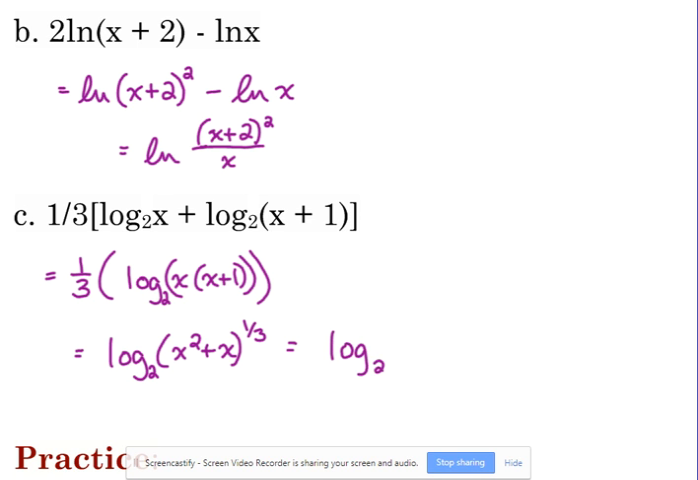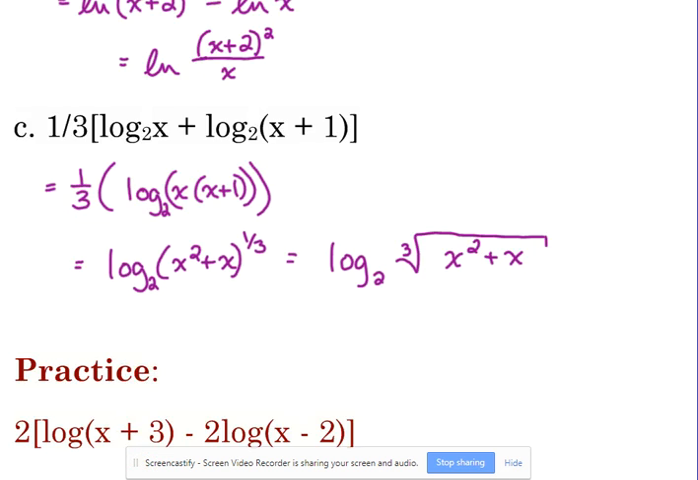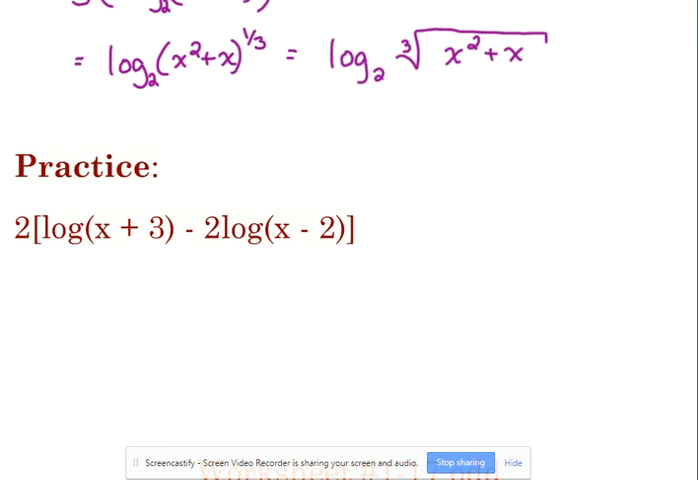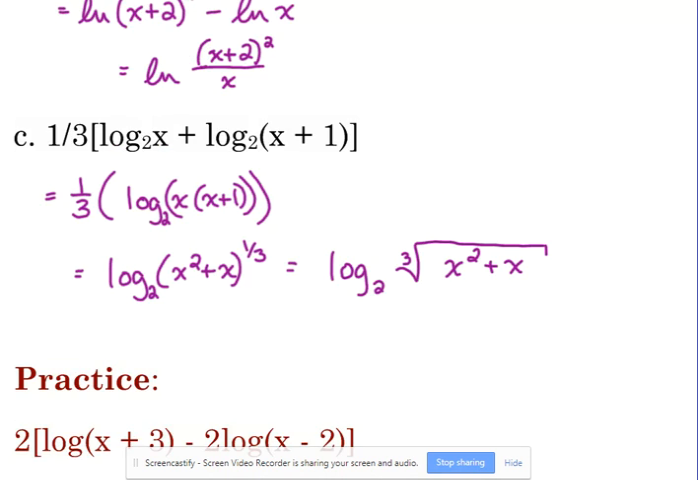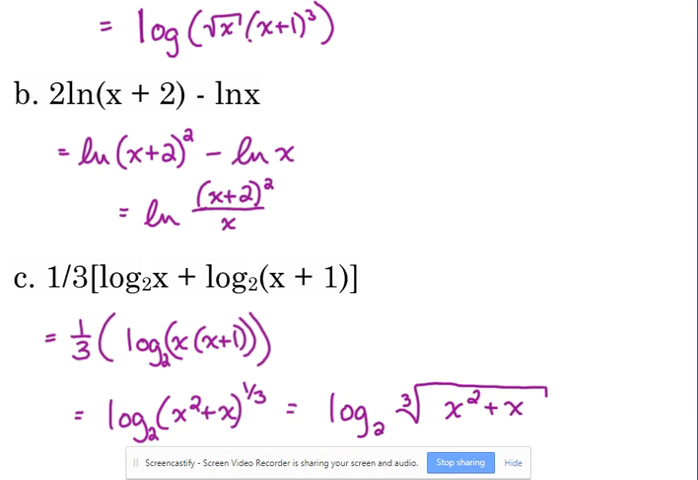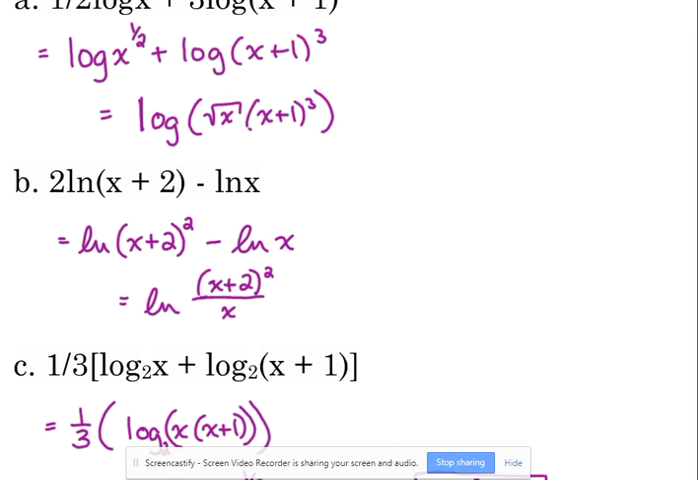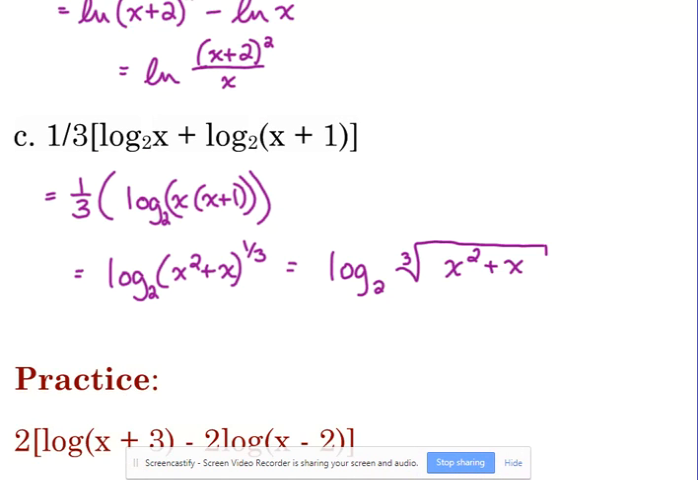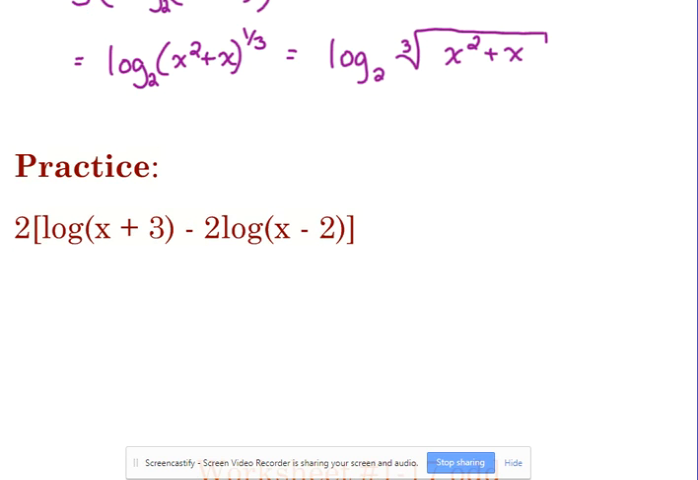One more thing, they may express this as the cubed root. I'm not sure. You just kind of have to look at the answer choices in that case, but they may use that 1/3 power as the cubed root. Okay, so try this practice problem here. It could be any of those. Try that practice problem right there.